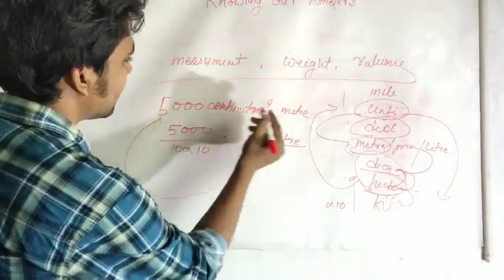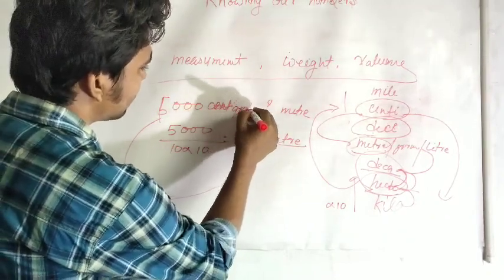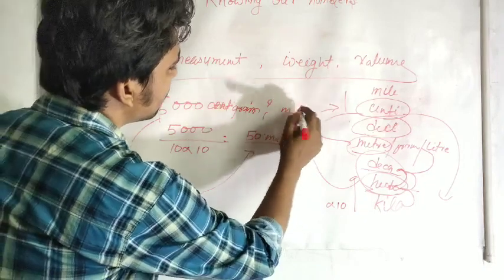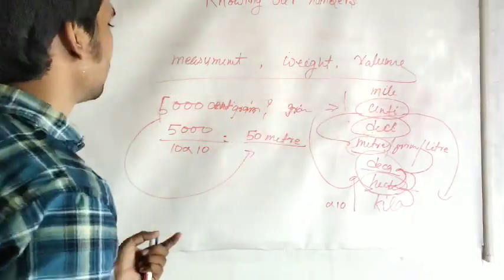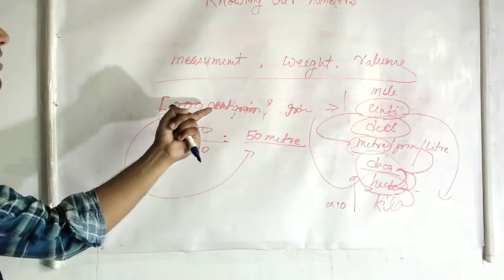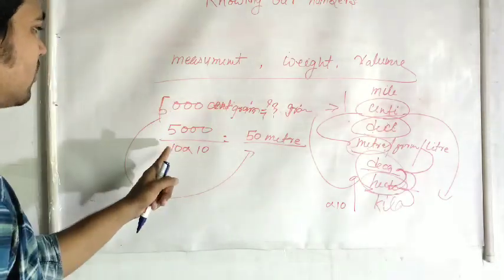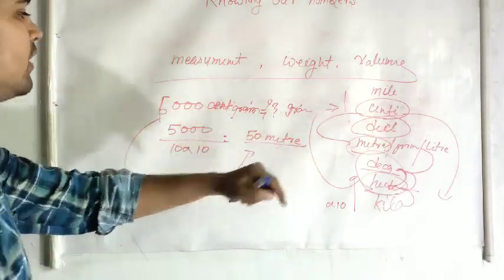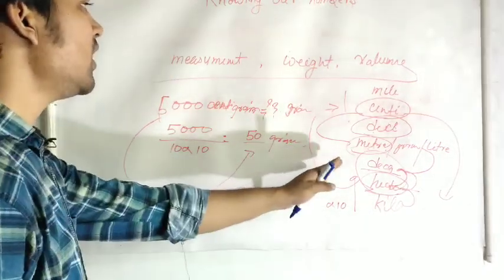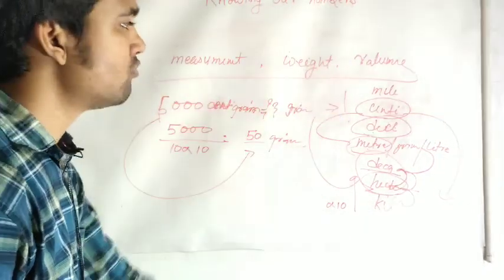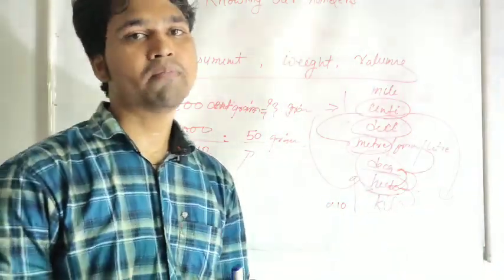Here, where there is meter, we will make gram. Equally, 5000 centigram is equal to how many grams? That is, 5000 centigram is equal to 50 gram. So the whole process will be equally treated with weight and volume also.